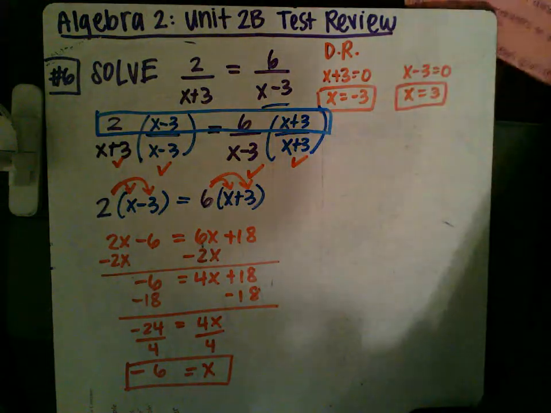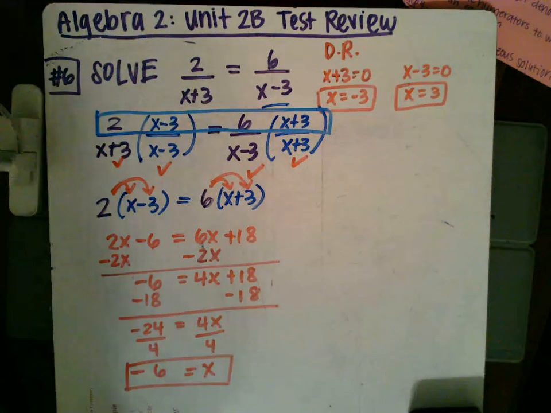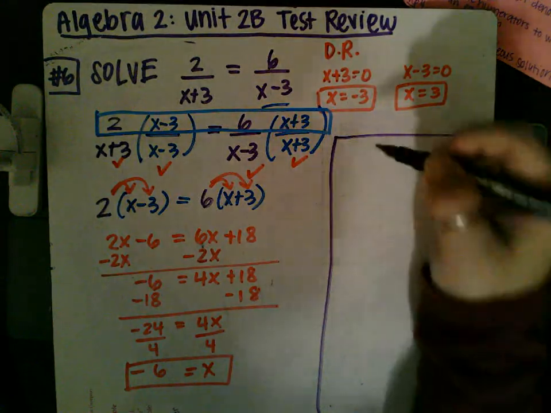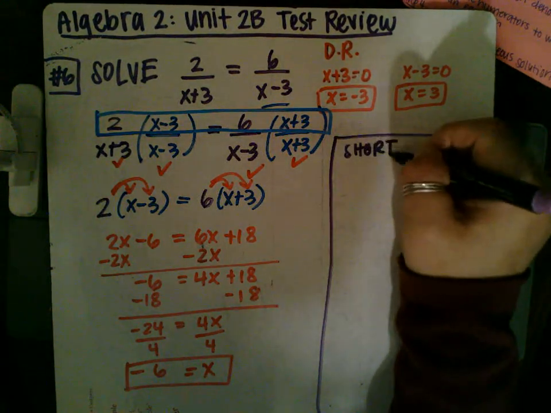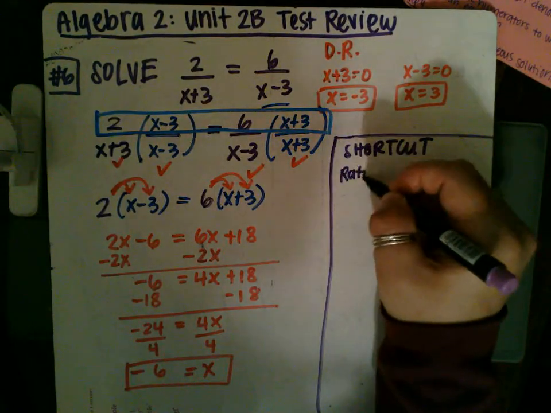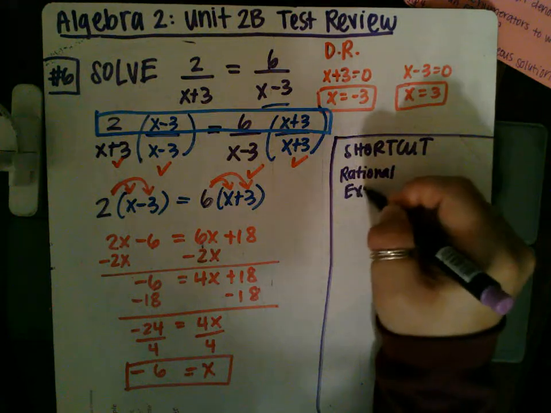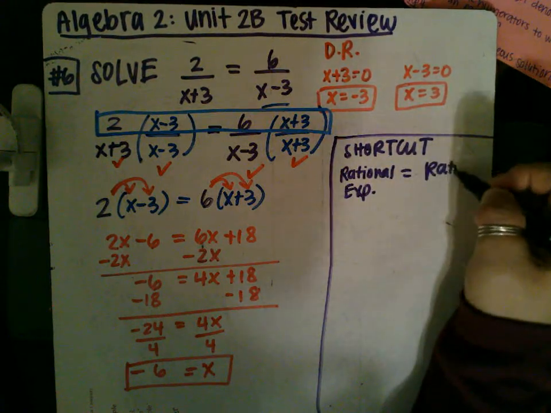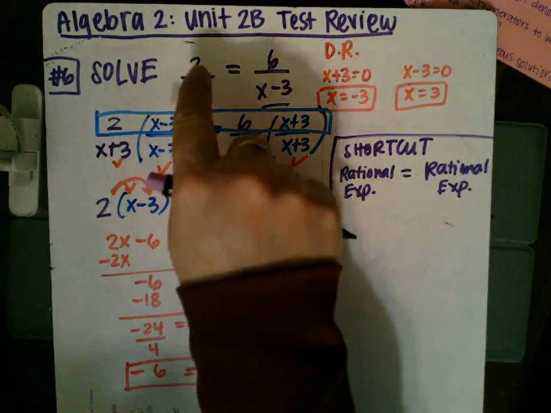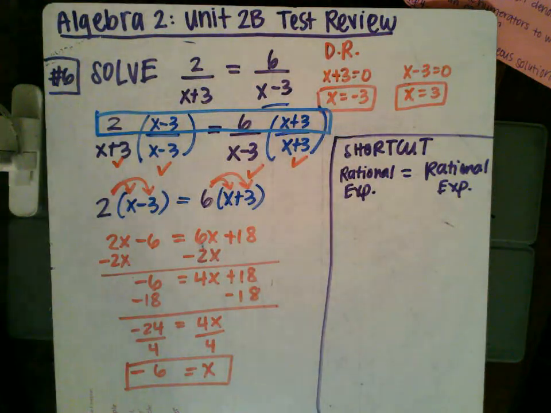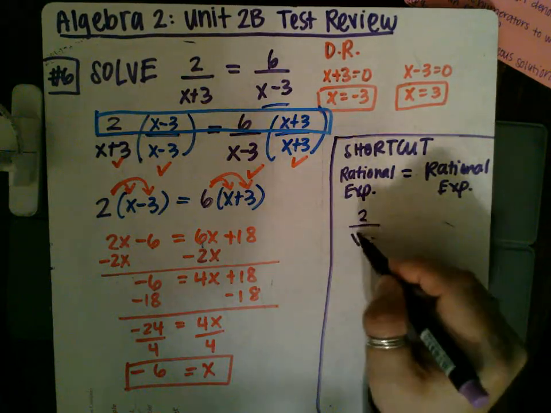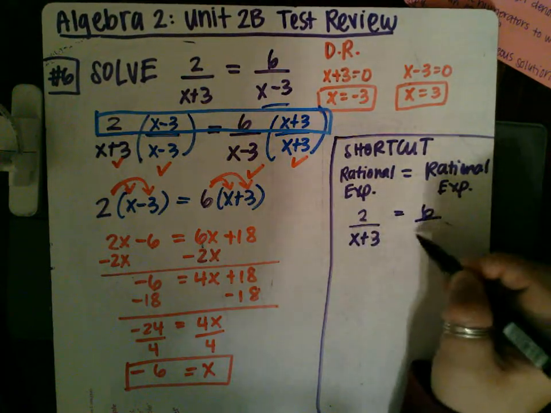But here's the shortcut, okay? I'm going to do it in this little space right here. So here's, oh, and I didn't check for my extraneous. Here's the shortcut. And this only works when you have a rational expression equal to a rational expression. Okay, that's the only time you can do this. And look, we have a rational expression equal to a rational expression. This is where we can do 2 over x plus 3 is equal to 6 over x minus 3.